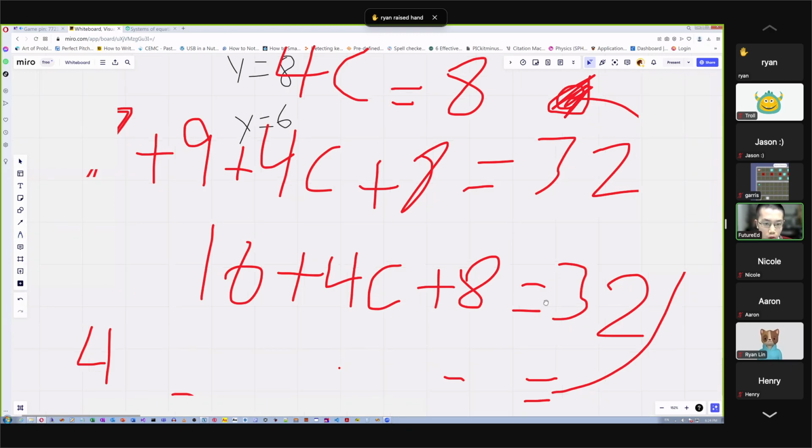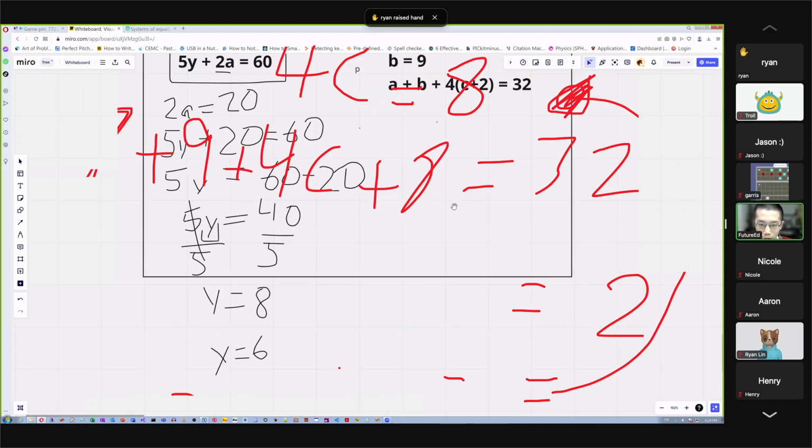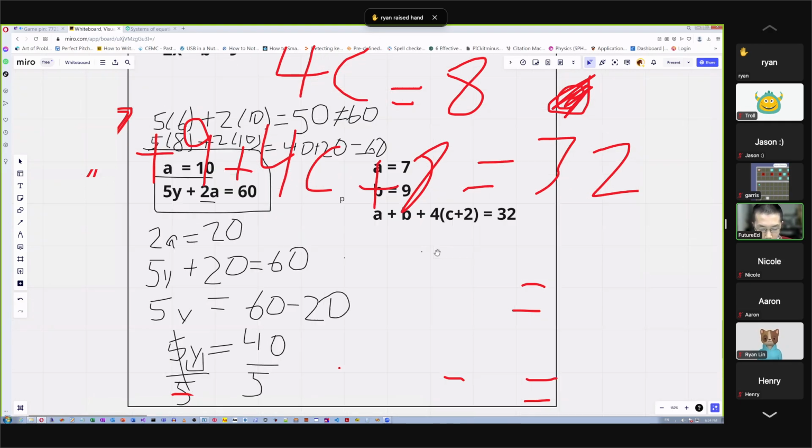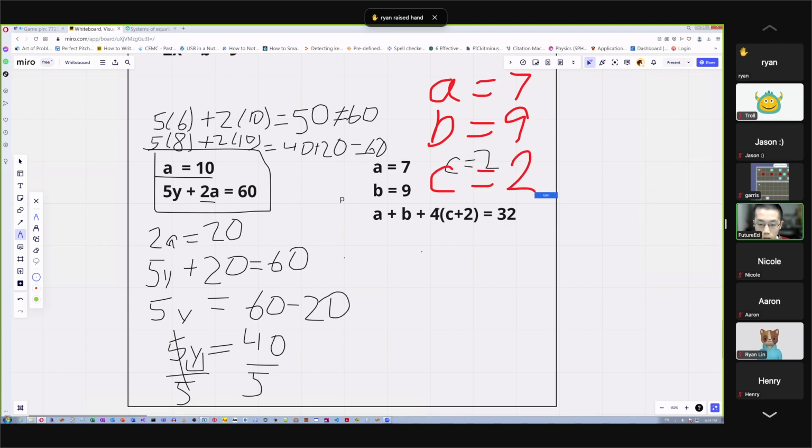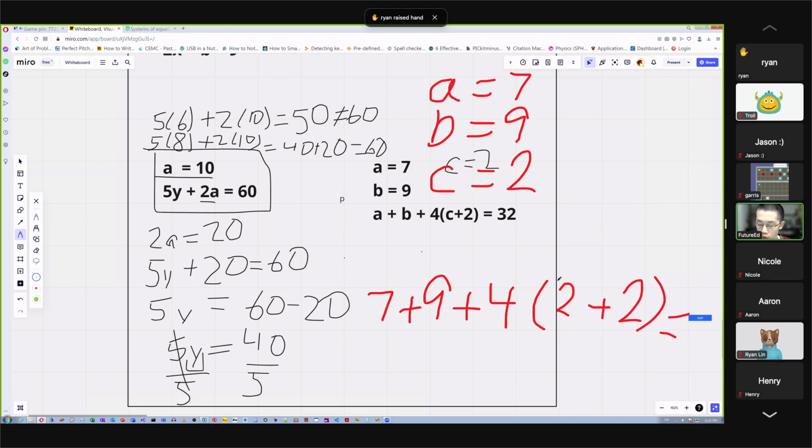Okay. So let's go back up to here. We now have c equals 2, right? If I remember correctly. Hopefully I'm not getting dementia yet. So we have A equals 7, B equals 9, and C equals 2. Yes. So let's substitute all of those values in just to verify that this is the correct answer. Okay, so we have 7 plus 9 plus 4 times 2 plus 2 equals 32. Awesome.